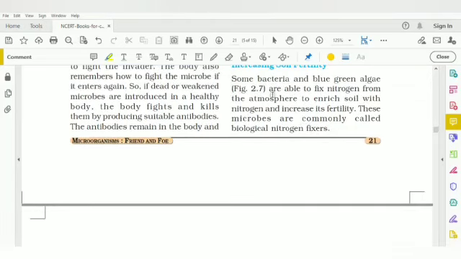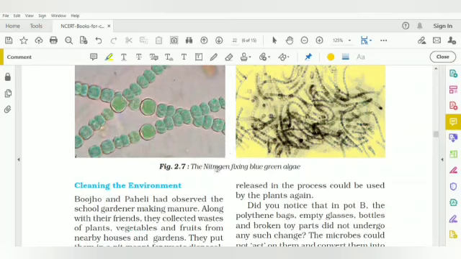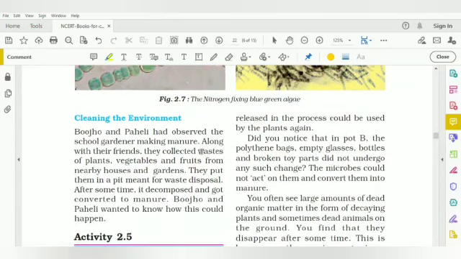So how is it useful in increasing soil fertility? Some bacteria and blue-green algae are able to fix nitrogen from the atmosphere to enrich soil with nitrogen and increase its fertility. These microbes are commonly called biological nitrogen fixers. These are the nitrogen fixing blue-green algae. You can see their pictures also.